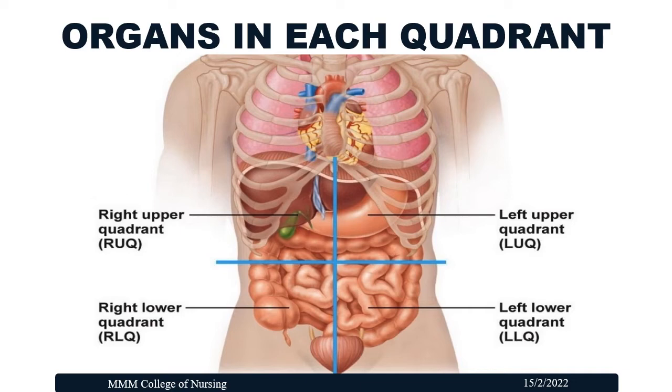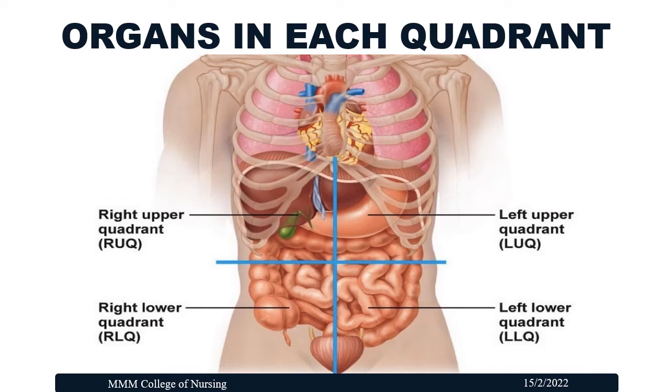The organs in the left upper quadrant are left lobe of liver, spleen, stomach, body of pancreas, left adrenal gland, portion of left kidney, splenic flexure of colon, portions of transverse and descending colon, and the left renal artery.